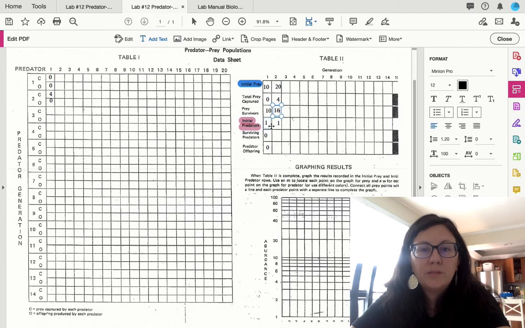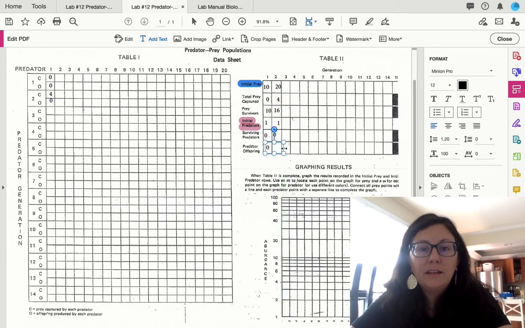And then the initial predator was 1. Did it survive? How many surviving predators are there? Well, did it capture 5 mice? It didn't, so it didn't survive. There are 0 surviving predators. Move this over here.